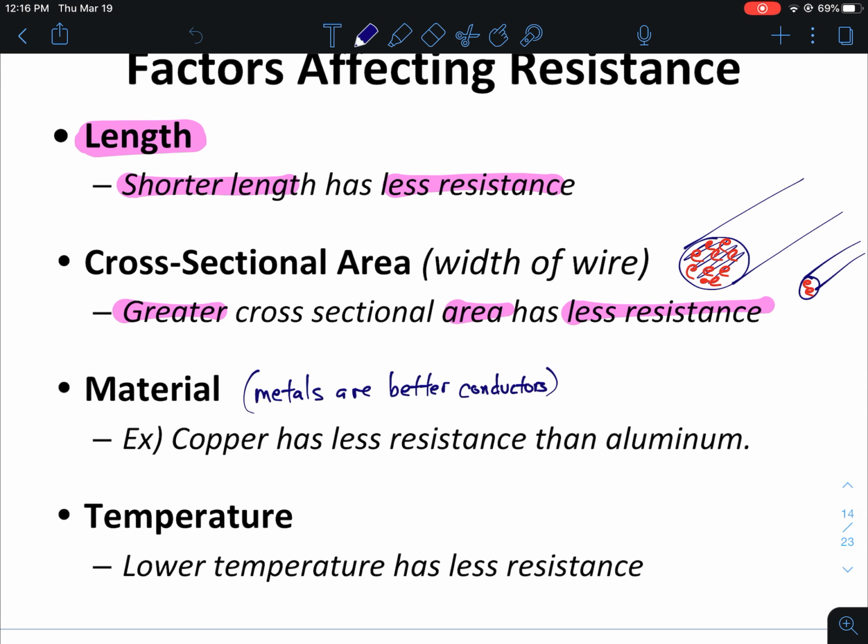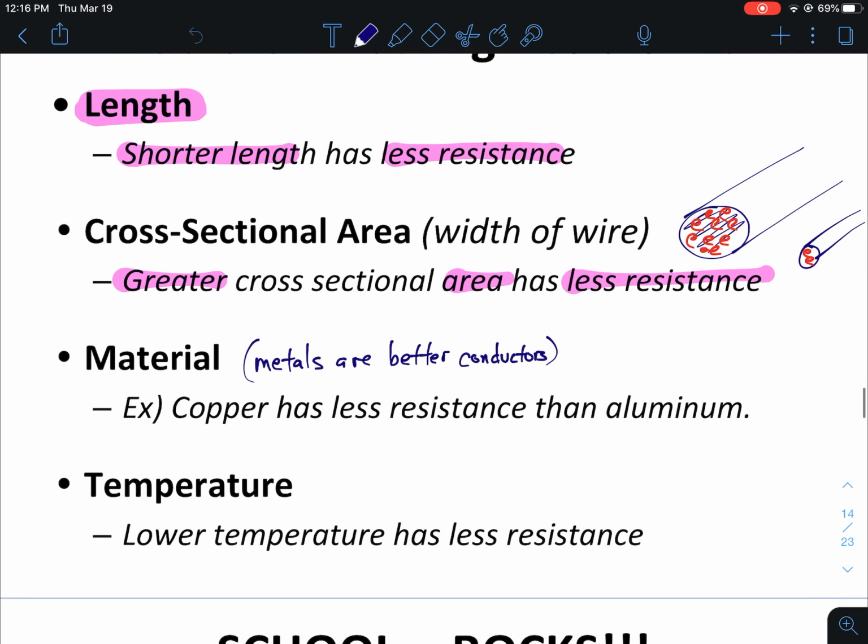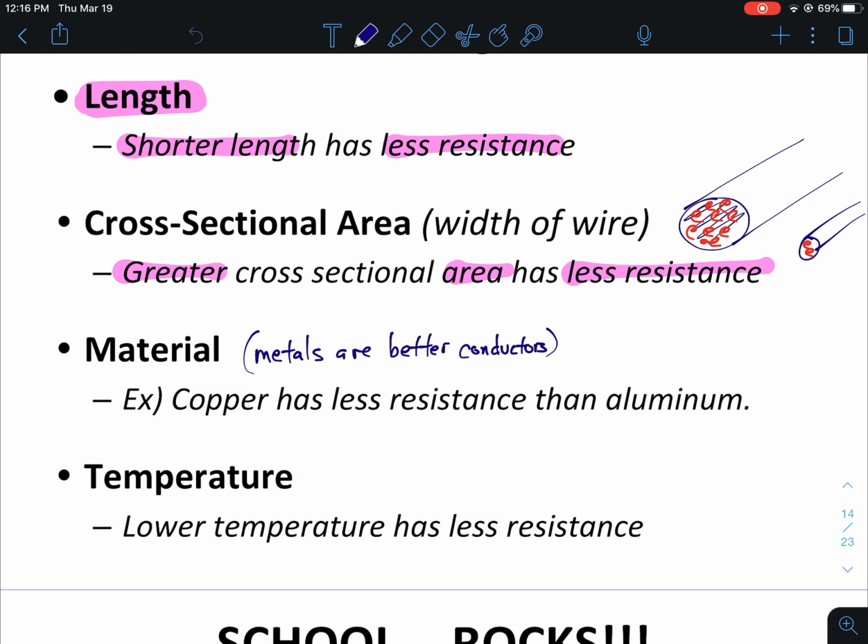So we typically use copper, okay? Aluminum is used a lot too. But we don't make wires out of plastic because plastic is a terrible conductor. And then temperature: lower temperature means less resistance.